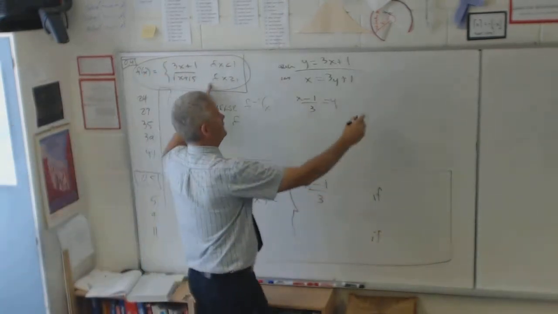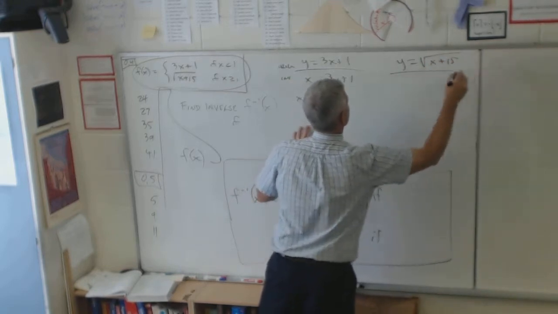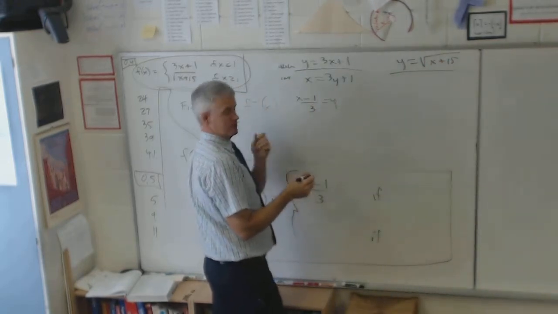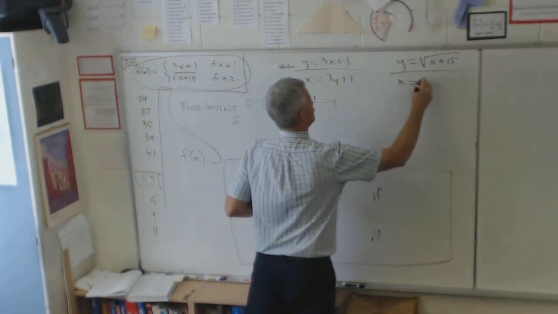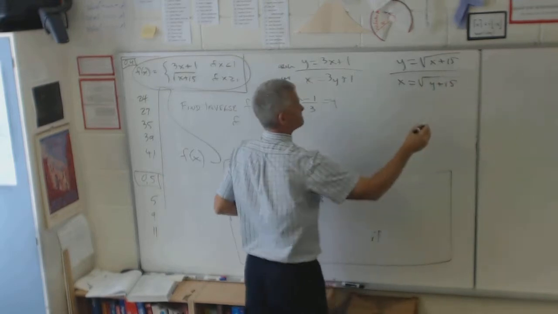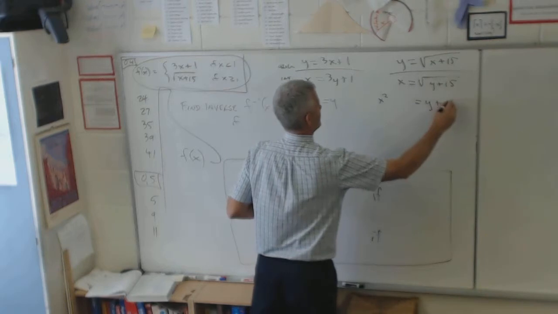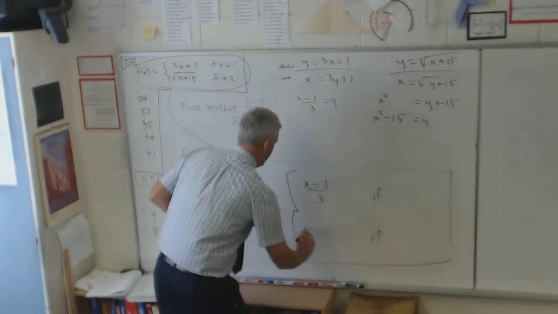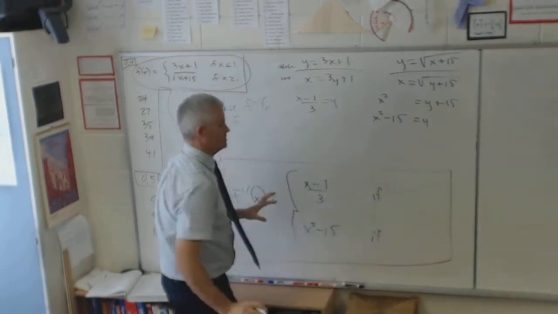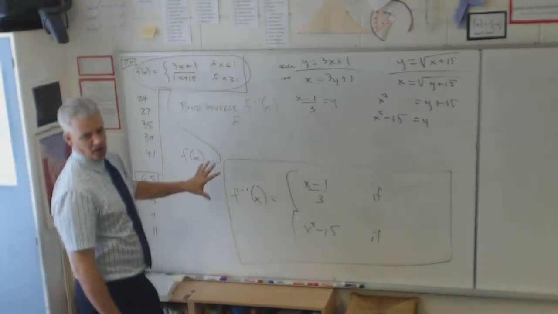And to do the other one, we start with y is the square root of the quantity x plus 15. Then we draw a line because it's different. And we get? X equals square root of y plus 15. Keep going. And then square both sides. X squared equals y plus 15. Y equals x squared minus 15. So excellent job of those relatively easy inverses. You found both of them correctly. And so you're almost done with the problem.